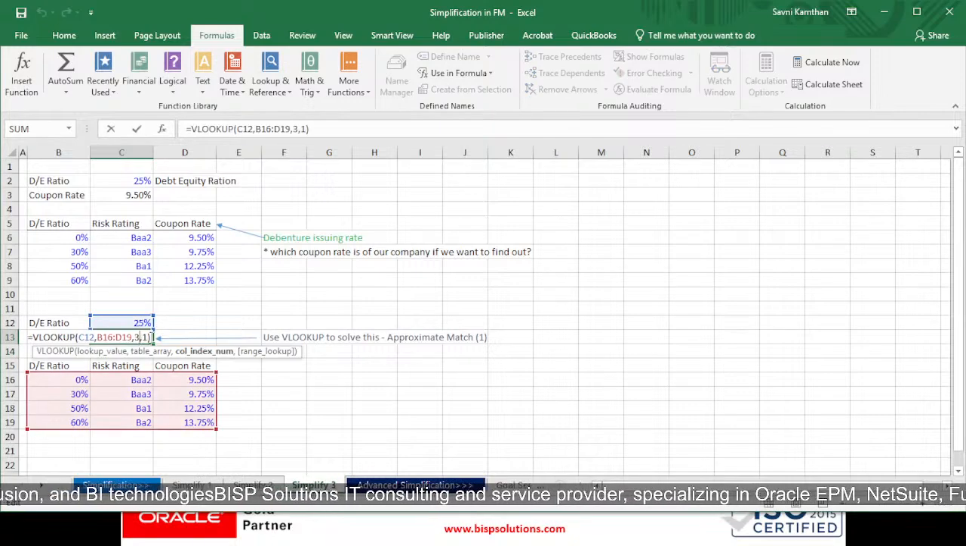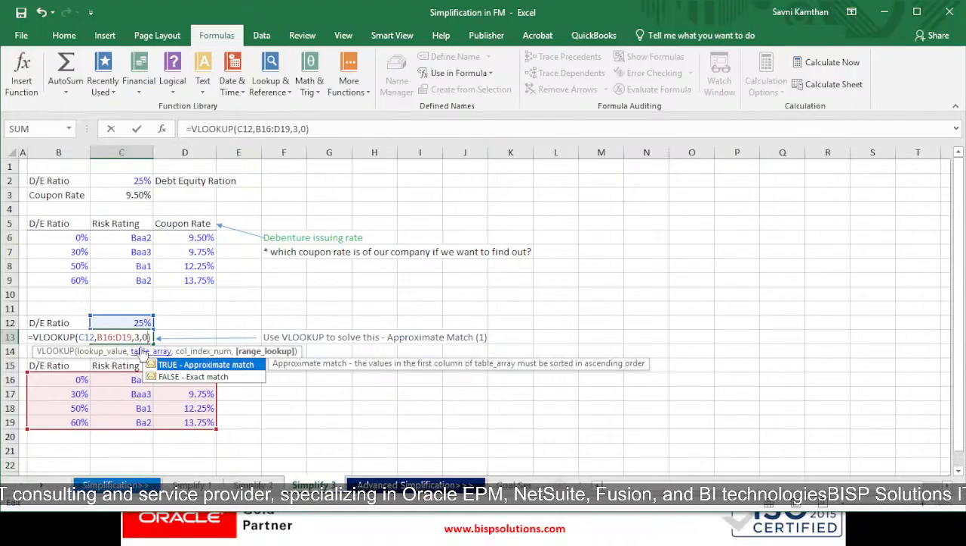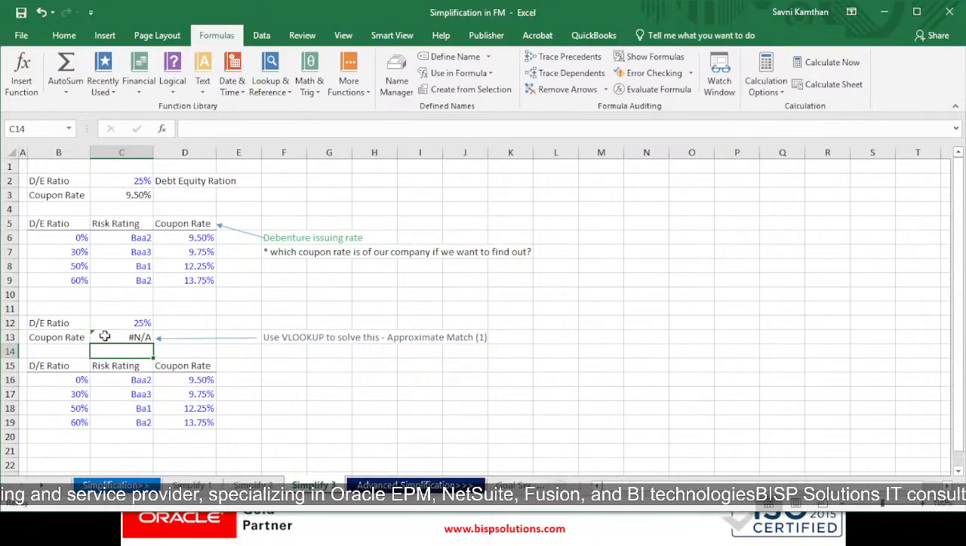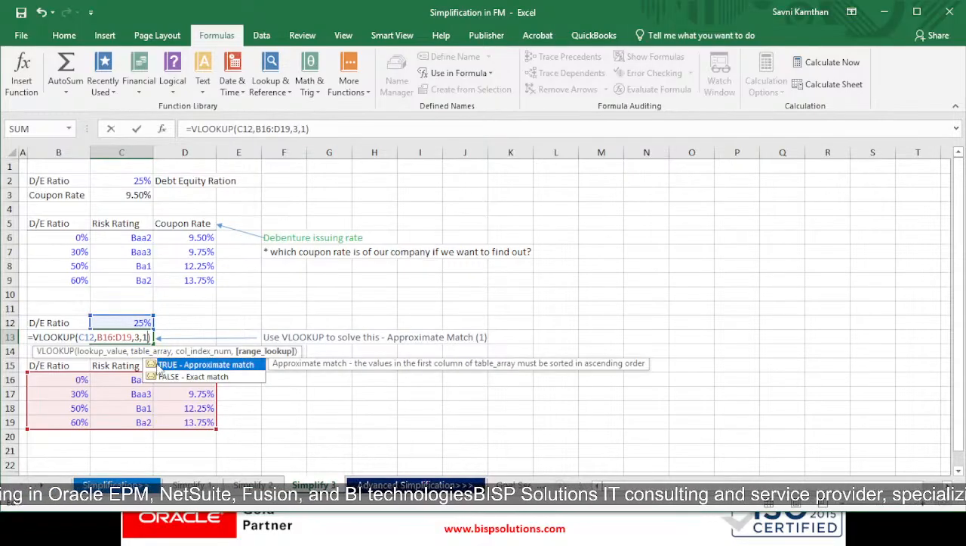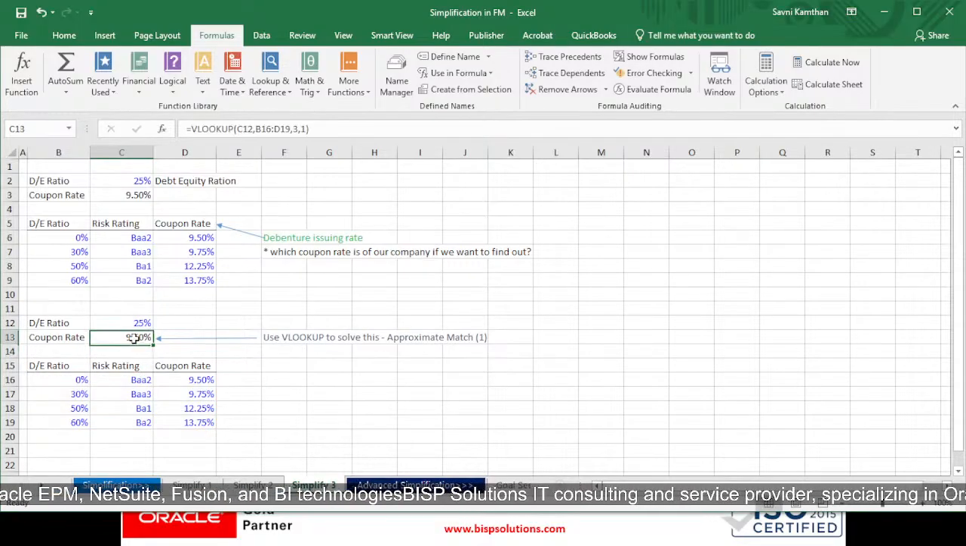In this function we will be taking 1 because of approximate match. If we take 0 over here, which is exact match, it will show us #N/A, which is not applicable. So it is recommended to use 1 for approximate match, and it will be showing 9.50%.